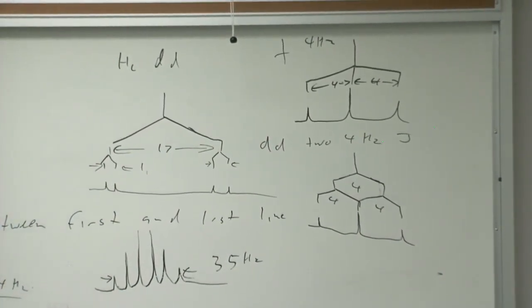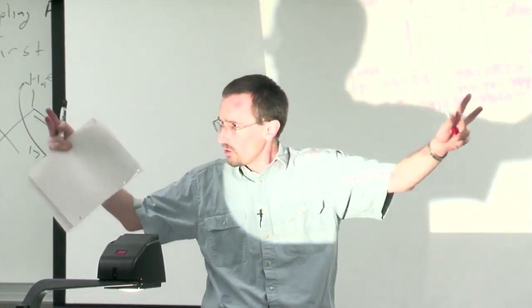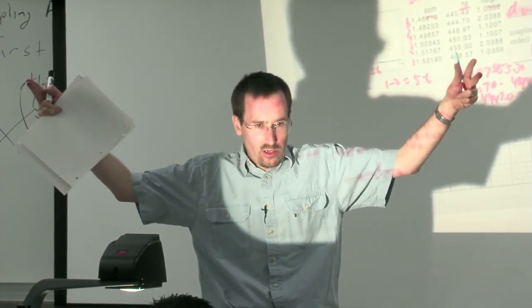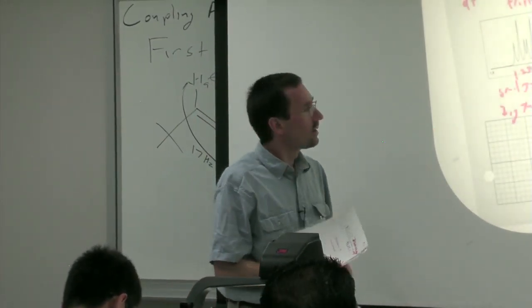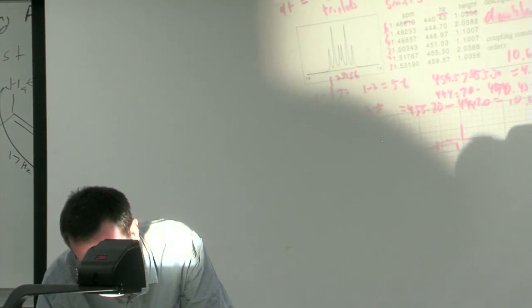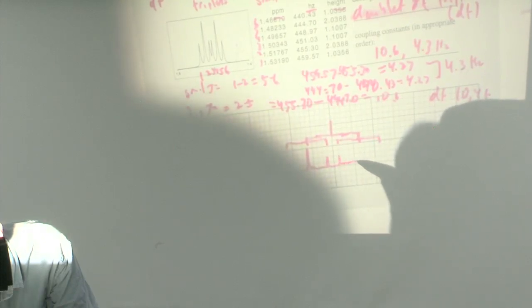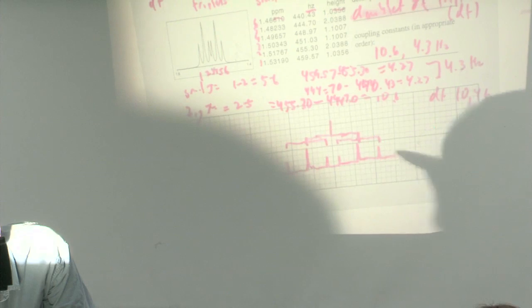And so a triplet, with a 4 hertz coupling constant, is going to move out 4 hertz in each direction. That makes sense, because remember I said that if the total J is 8 hertz because you have 2 4 hertz couplings, then those outer 2 lines are 8 hertz apart. That makes sense? And so I can graph this, and I'll graph it with the relative intensities of 1 to 2 to 1, and 1 to 2 to 1.